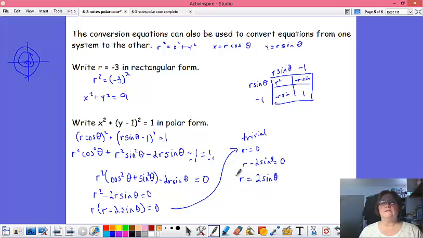And there you have it. That is a polar equation. It's solved for r, just like this one was solved for r. That's the equation in polar form.